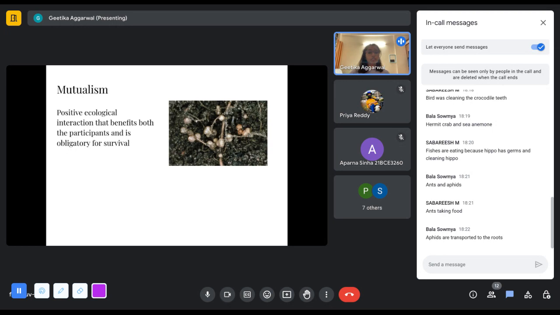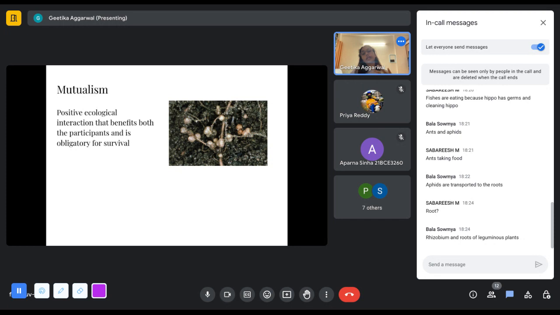So what do you see in this image? This is a mutualism, and what is this example? Anyone? Roots, yes, these are roots and these are legumes. So this is an example of a leguminous plant which has rhizobium in its roots.